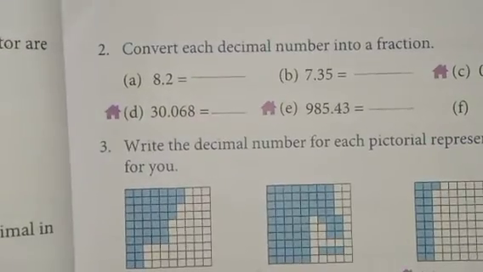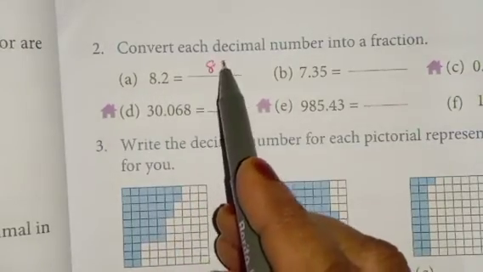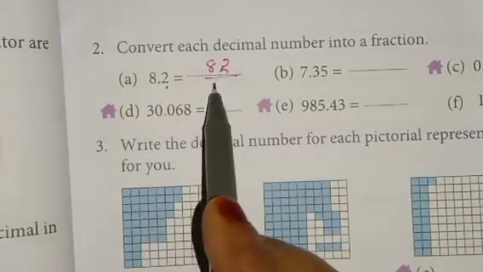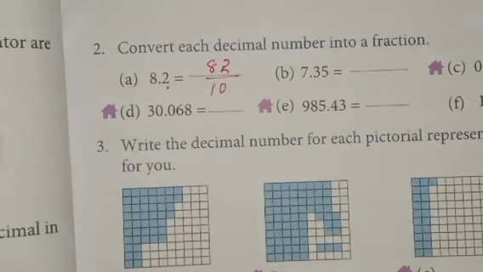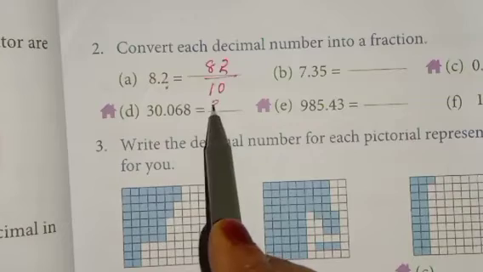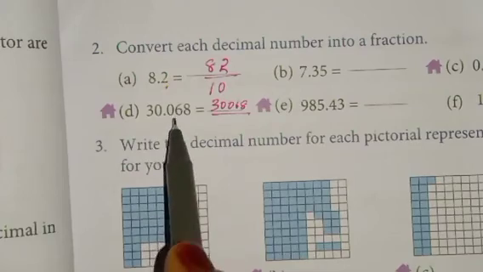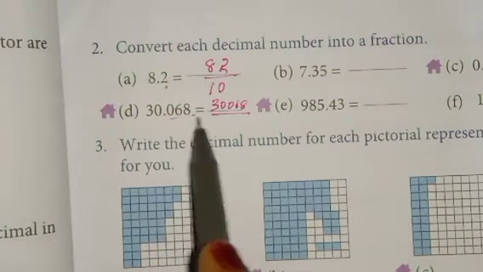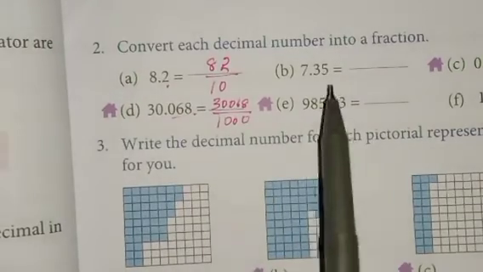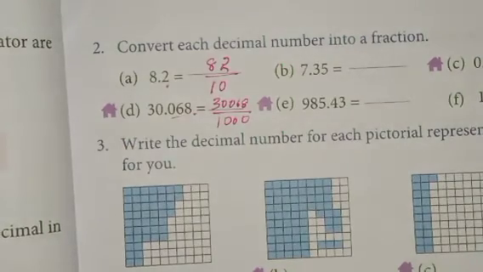Next, convert each decimal number into fraction. This is also very easy. First you write the number 82 here. Then you can write the fraction. Here, after the point, how many numbers? Only one number. So the answer is 10. Next here, 30.068. So you write 30068 divided by how many zeros? 3 numbers. So you write 3 zeros. 1000. Okay. Same we can do 7.35, that is 735 by 100. Same we can do the next questions also.